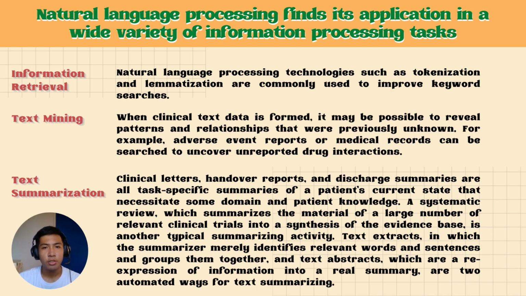Text processing and natural language understanding methods have broad application. In information retrieval, natural language processing technologies such as tokenization and lemmatization are commonly used to improve keyword searches. When a user enters, let's say, the word heart into a search engine, it seems natural that related words like cardiac are also searched for, and a smart search engine does query expansion to include all the obvious synonyms and lexical variants connected with the keywords a user has provided.